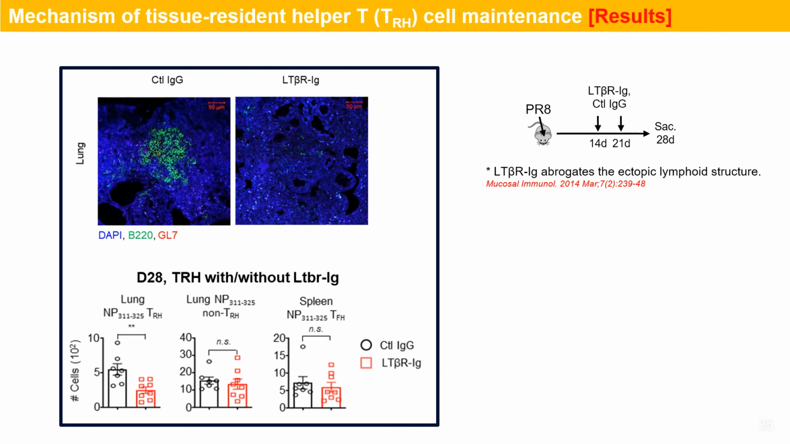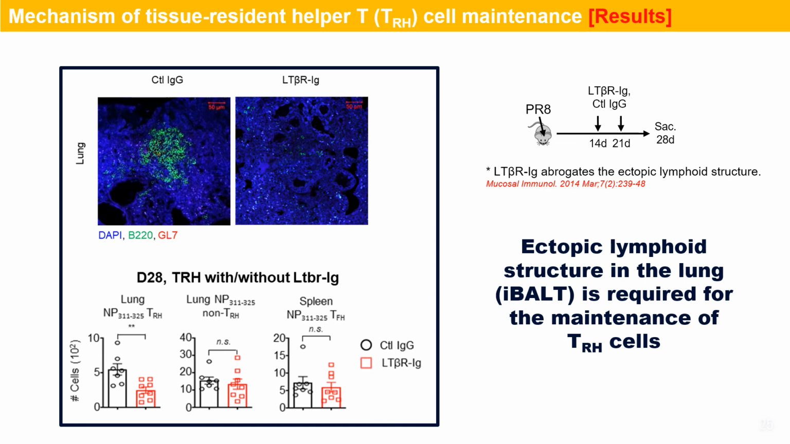And lymphotoxin beta is an important molecule to maintain the ectopic lymphoid structure like lung iBALT. I treated mice with anti-lymphotoxin beta receptor antibody to abrogate the iBALT structure in the lung. As you see here, the anti-lymphotoxin beta receptor antibody treated group has no iBALT structure at all. And also, the antigen-specific TRH cell number was significantly downregulated. This means the iBALT structure in the lung is required for the maintenance of TRH cells.